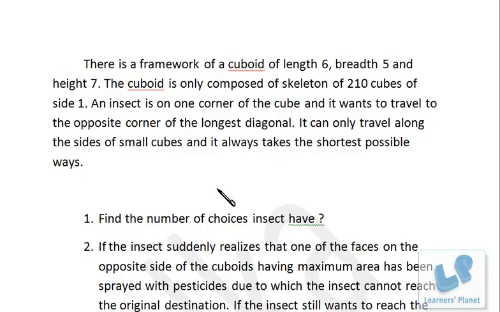Friends, I'm solving here a query sent by a student, a problem based on permutation and combination. Now, there is a framework of a cuboid of length 6, breadth 5 and height 7. The cuboid is only composed of skeleton of 210 cubes of side 1. An insect is on one corner of the cube and it wants to travel to the opposite corner of the longest diagonal. It can only travel along the sides of the small cubes and it always takes the shortest possible ways, right? And we have to find out the number of choices the insect has.